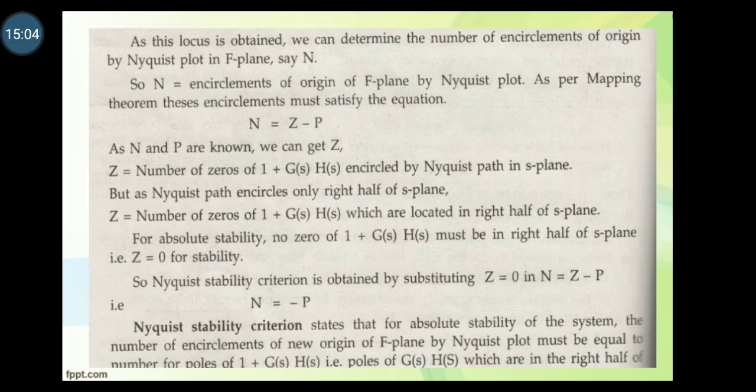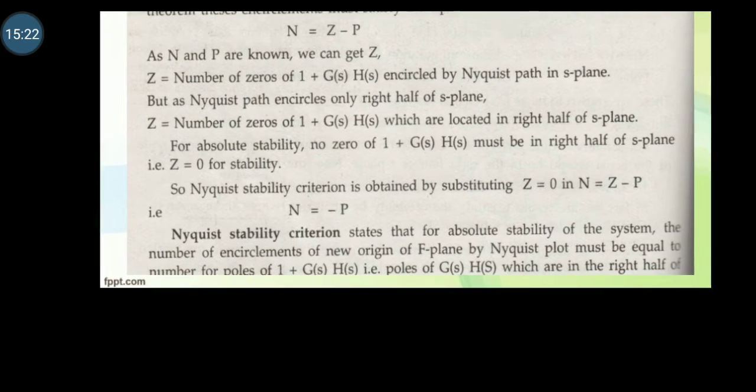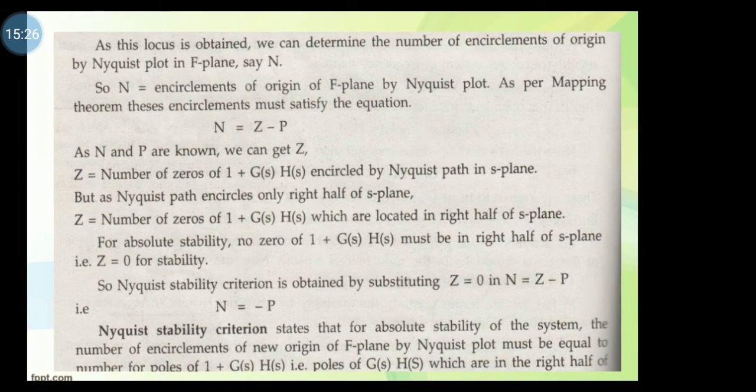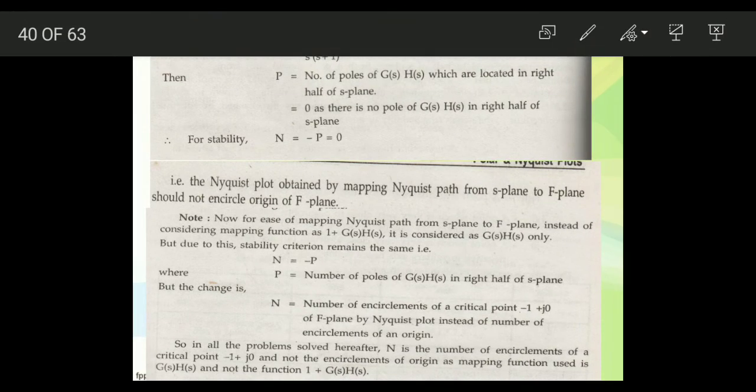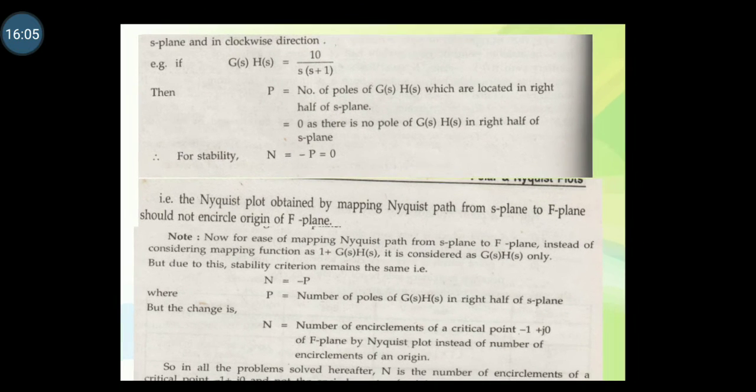So the Nyquist stability criterion is obtained by substituting Z equal to 0 in N equals Z minus P. So N is equal to minus P. Now we'll see what this states. The Nyquist stability criterion states that for absolute stability of the system, the number of encirclements of the origin of the F plane by the Nyquist plot must be equal to the number of poles of 1 plus G(s)H(s), that is, poles of G(s)H(s) which are in the right half of the s plane and in the clockwise direction.